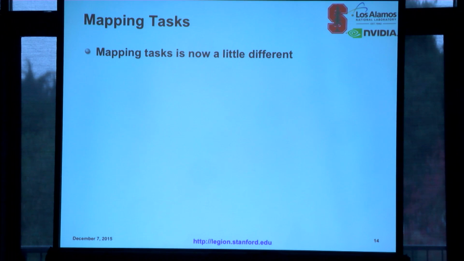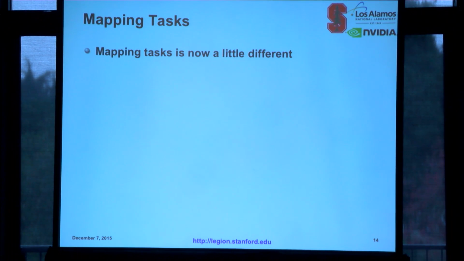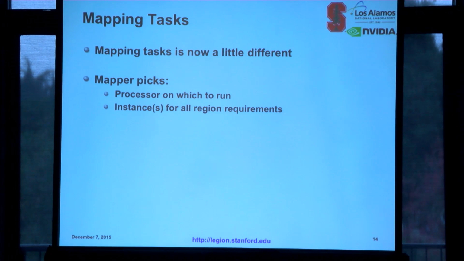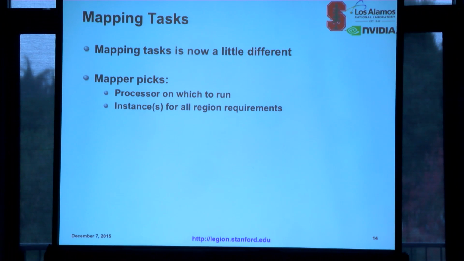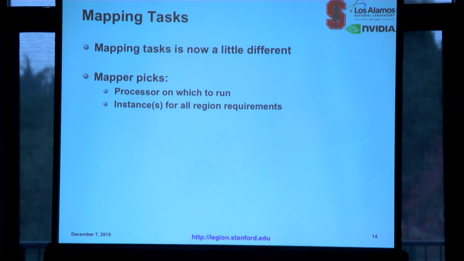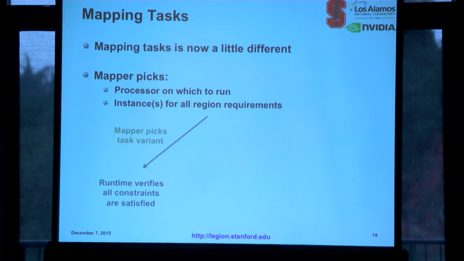Mapping tasks is actually now a little bit different than it is today. In the future, the way we're going to do mapping of tasks is going to be slightly different. The first thing we'll do is pick a processor that we're going to run on. The next thing we'll do is name physical instances for all the region requirements that we're going to use. And once we've done that, we have a decision to make.